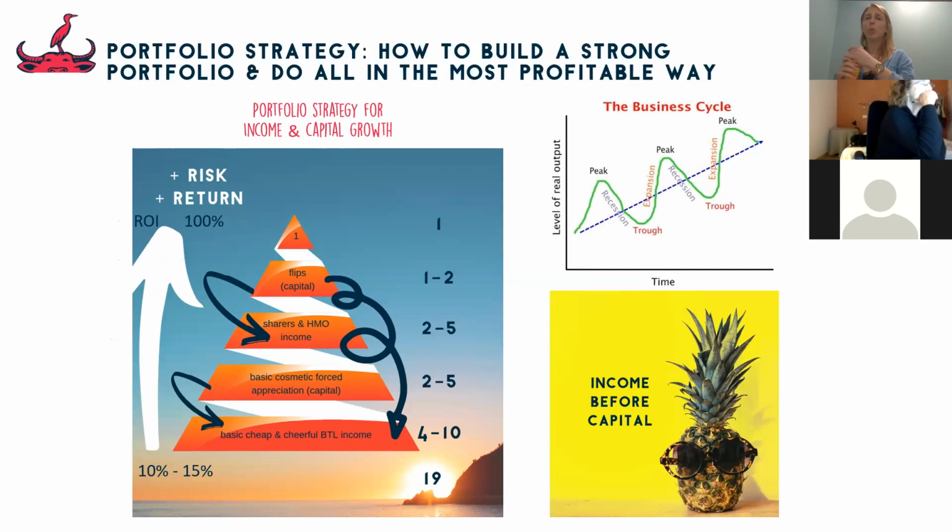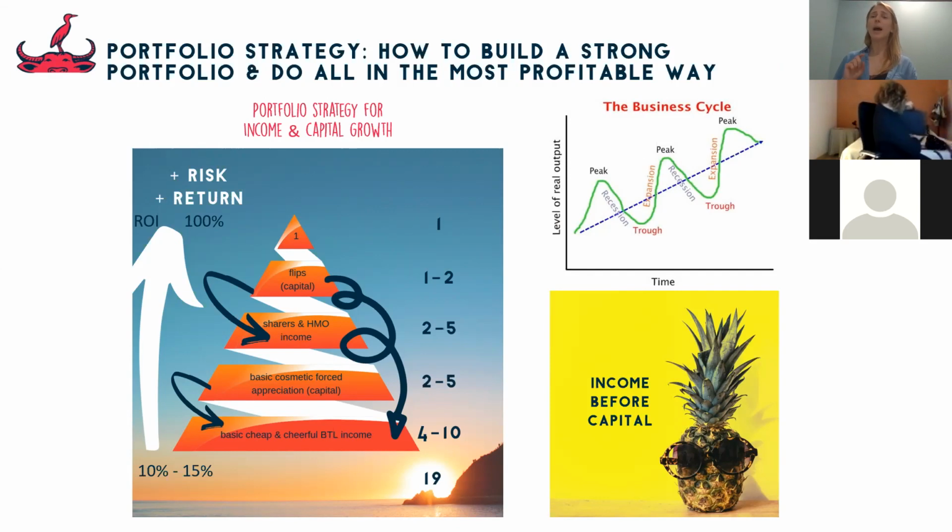Okay, so we want to have a portfolio strategy, and we want to make sure that in the different cycles of a market, we are doing what will be most profitable for our portfolio. So when I talk about portfolio strategy, you have 2 types of income: rental income, and then capital growth, okay?